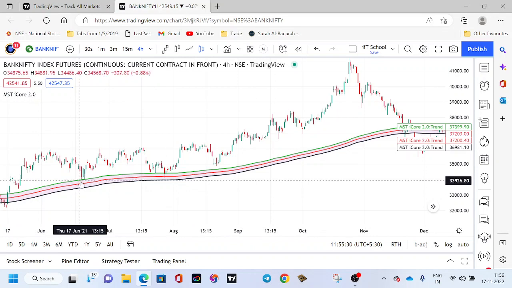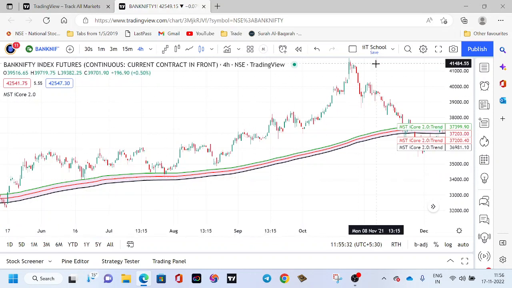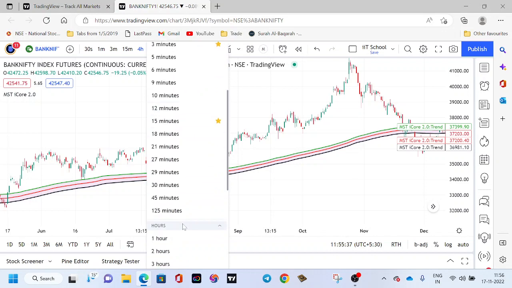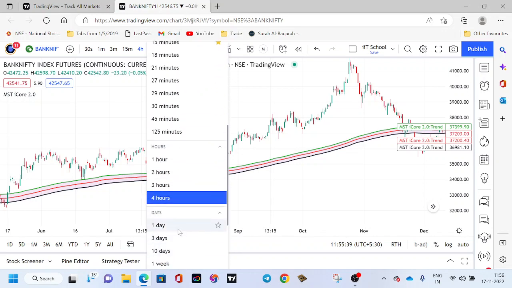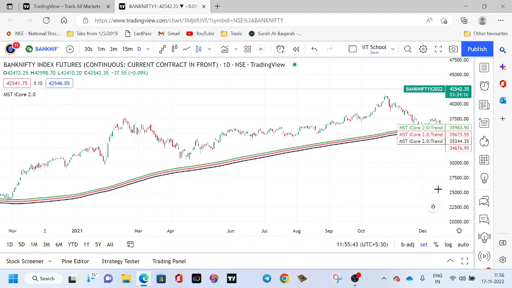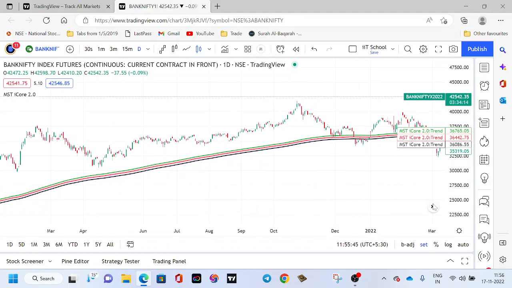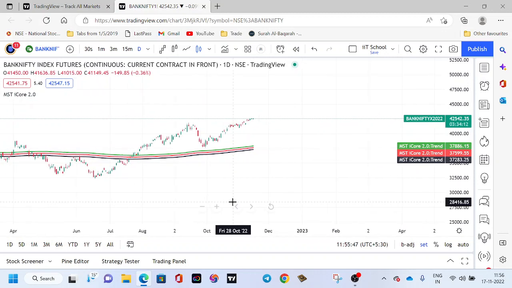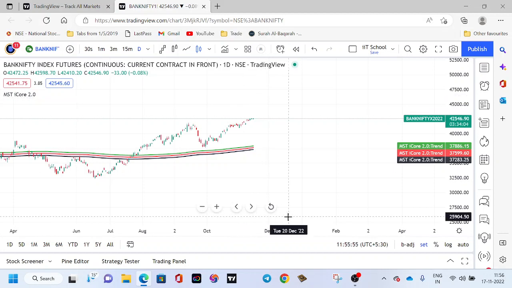See here, from here to here, what is the profit that you can count? This is for 4 hours. For 1 day, for 1 week, if you keep, you will get more profit. So you don't have to trade intraday, right? Like this you can trade. From 36,000 to 42,000 something, we are in a profit. So this is how we have to trade in a positional trade.